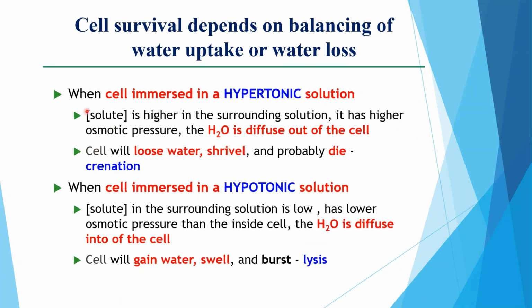If the cell is immersed in a hypertonic solution, in hypertonic solution there is a high solute concentration and less water concentration. Therefore, water diffuses out of the cell into the surrounding solution and causes the cell to shrivel and most probably die. This condition is known as crenation.